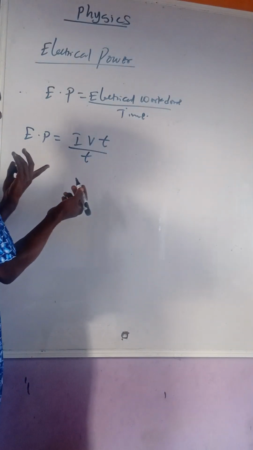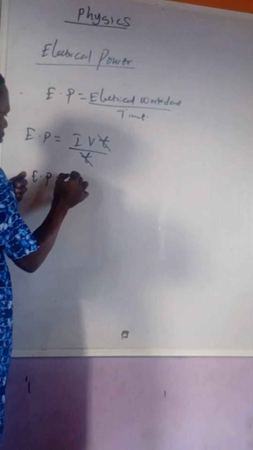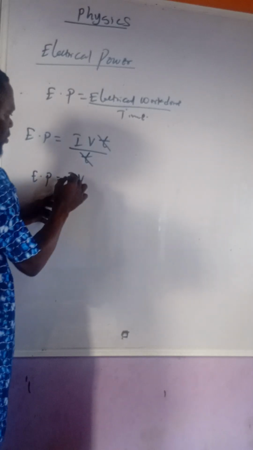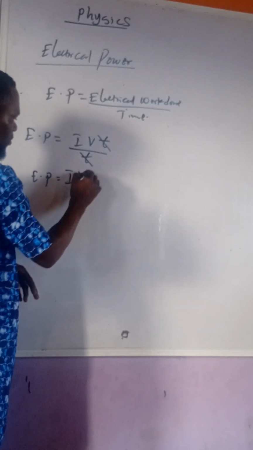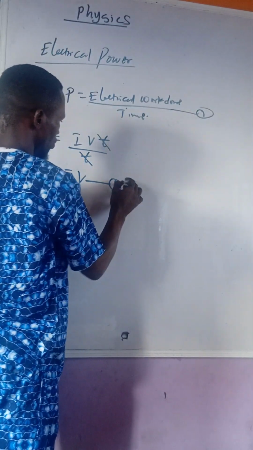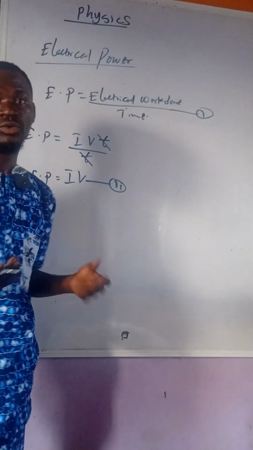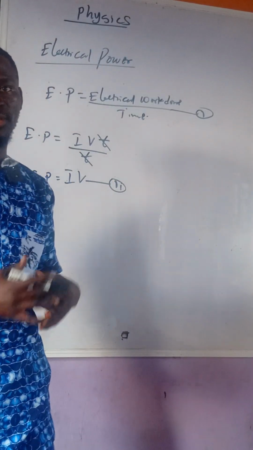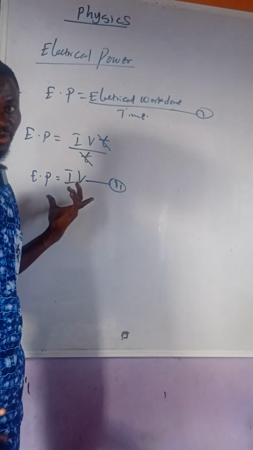In that case, the time cancels, so we have electrical power equals current and volt. This is how they got electrical power as current and volt. Let's take that as equation 2; this is equation 1, equation 2. Some of you are just seeing this in your textbook and don't know how they derive the formula. This is actually the equation here.